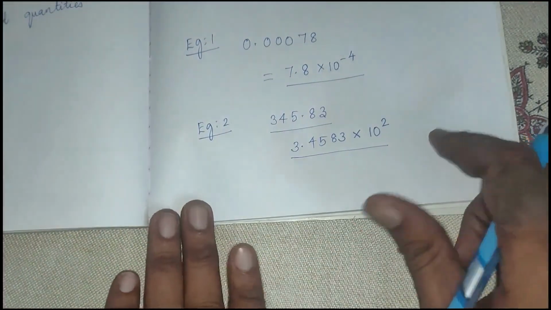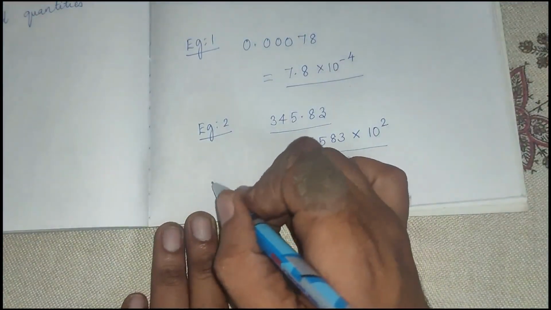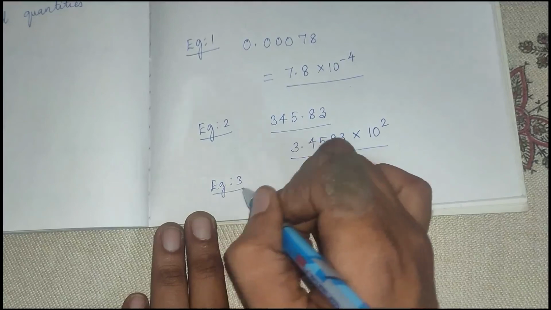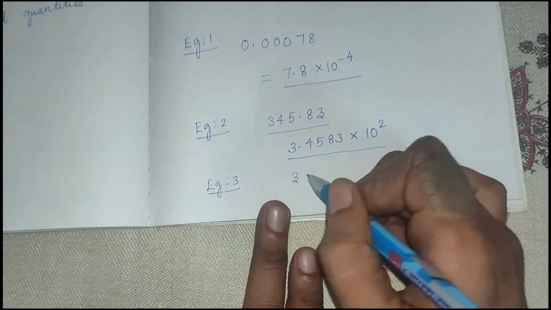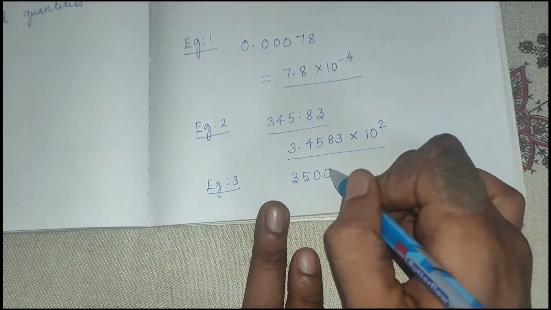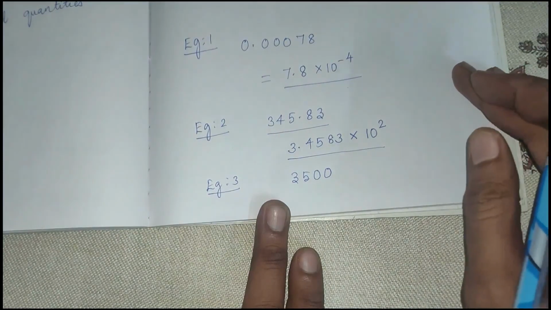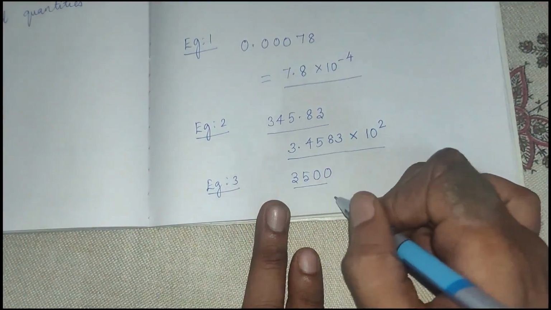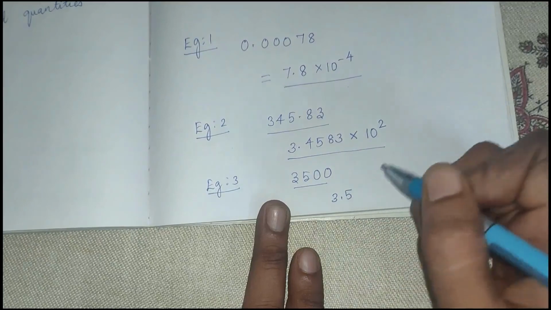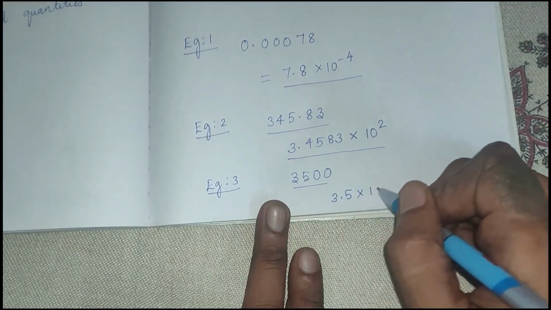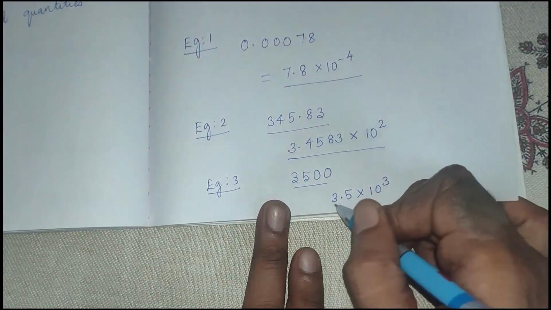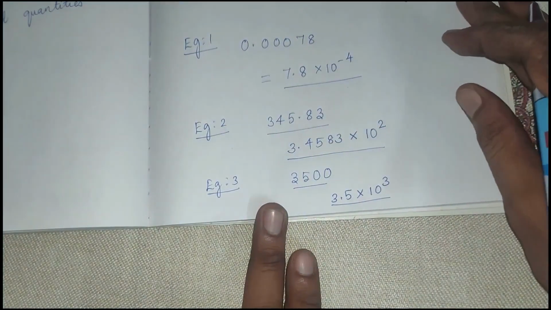And finally I am going to give another example. Example number 3. 3500. How to write this in a scientific notation? I am going to write it as 3.5 into 10 to the power of 3. So this is the correct way of writing it in a scientific notation.